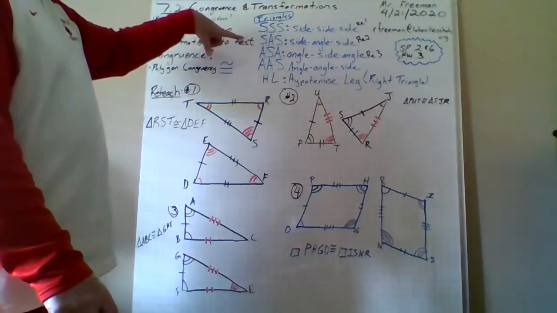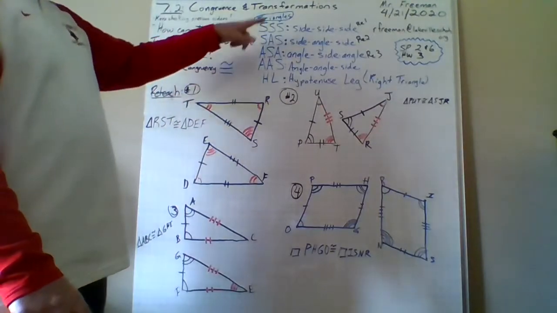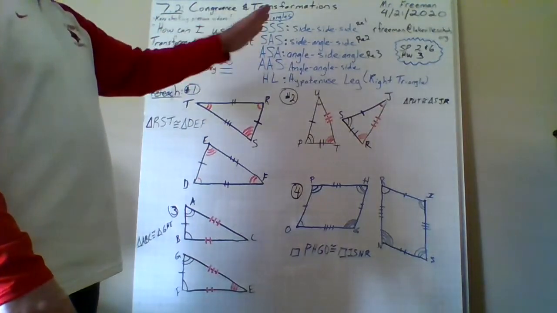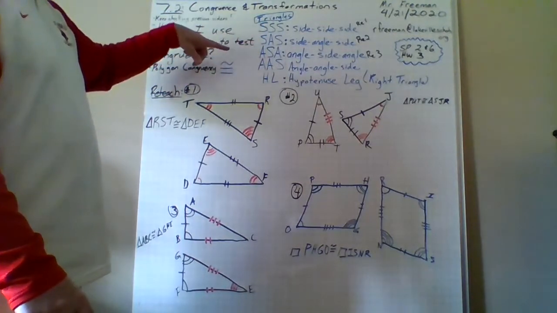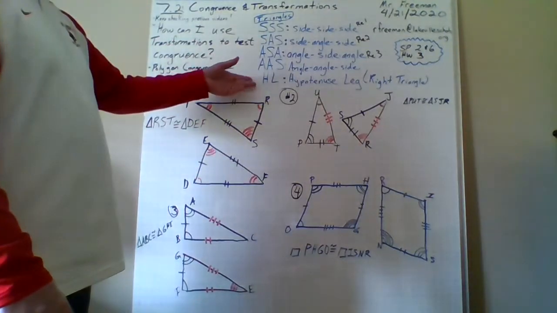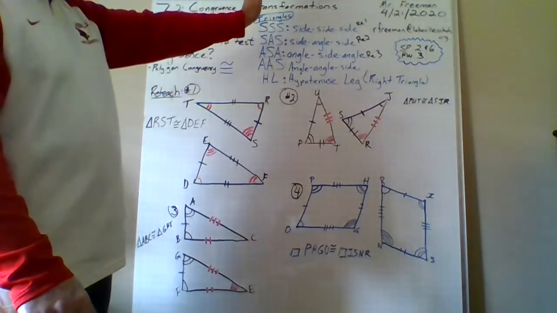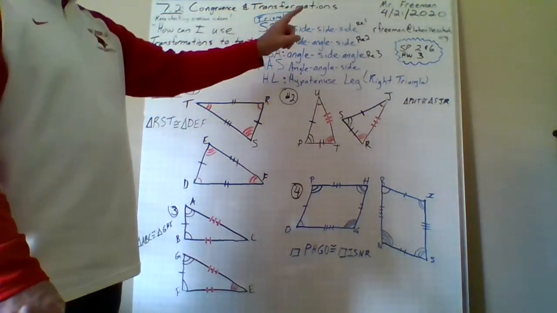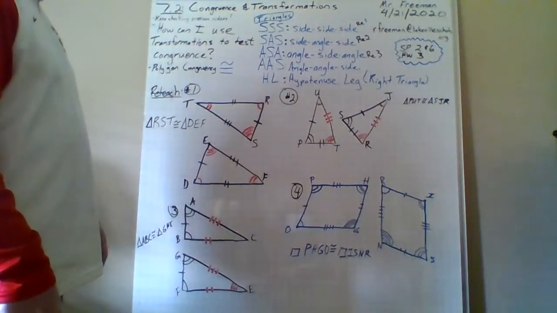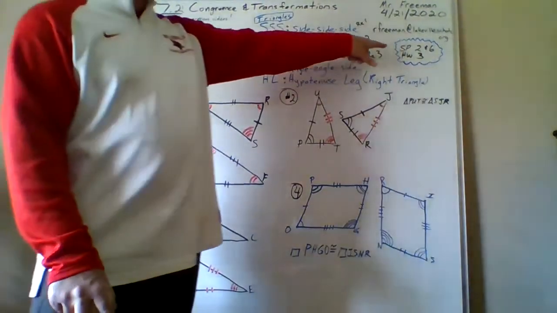Side angle side is SAS, to where if you have a side, then an angle, then another side in a row, then that triangle must be congruent. If you have an angle, then a side, then an angle again, that triangle would be congruent. If you had an angle, then a side, they would be congruent. And the last one is if it's a right triangle, the hypotenuse, or the side across from the right angle, and then the next leg over, it would prove to be congruent in that aspect.